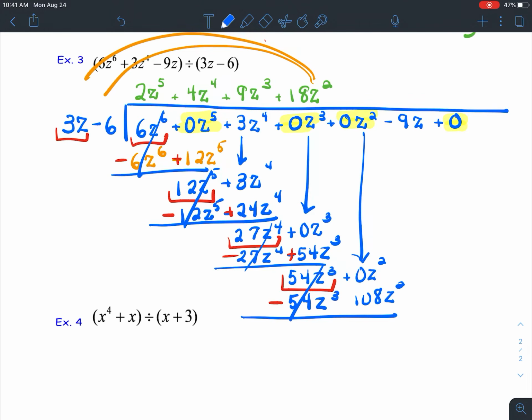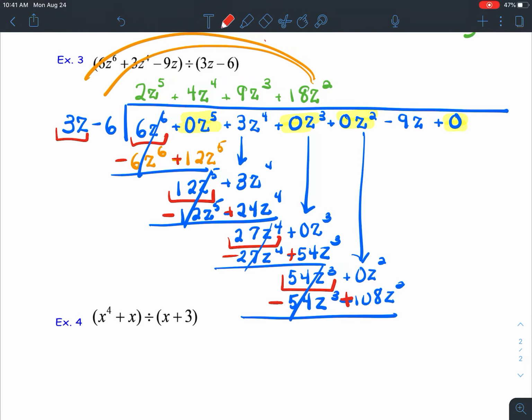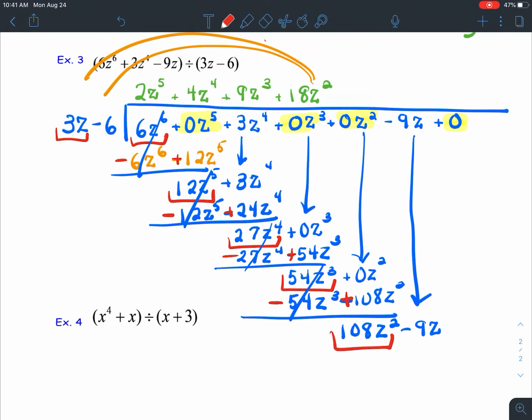So I've got, let's see, I think I may have made a mistake here. I'm thinking that originally this was subtraction, and when I flipped the sign, it made that positive. Okay, so this is going to carry down to 108z squared. I'm going to drop down. We're almost there. 2 more cycles through this here.